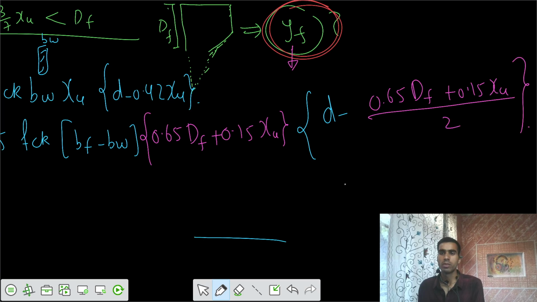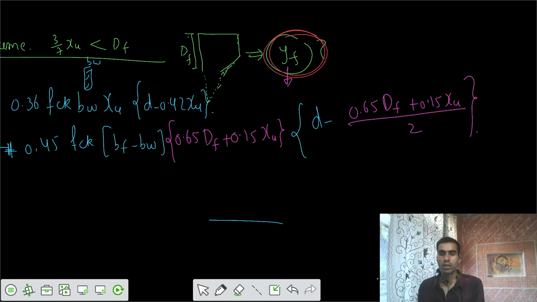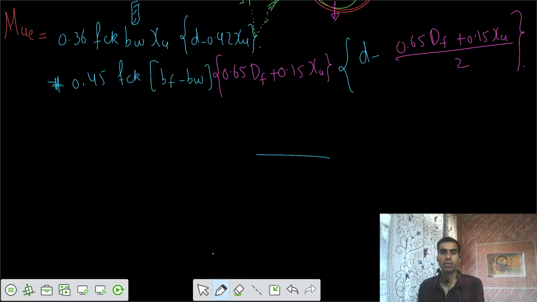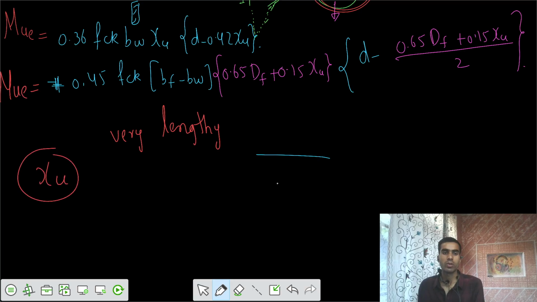D minus YF by 2. This part of the calculation is very lengthy, so we need to solve it to get the value of XU from the quadratic equation.